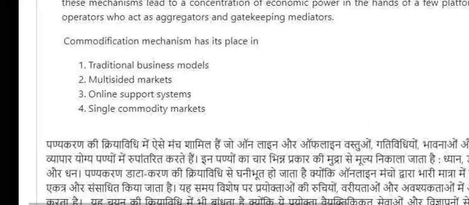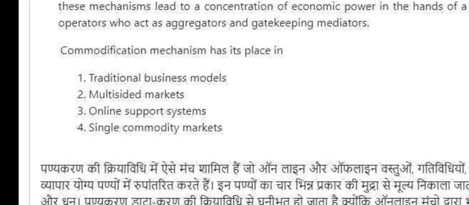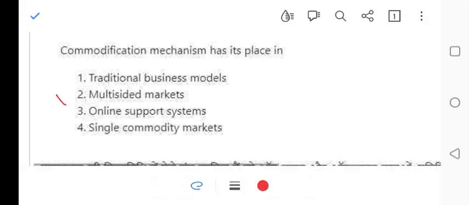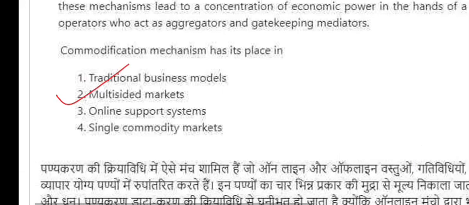Next is saying, commodification mechanisms has its place in what? Traditional business models, multi-sided markets, online support systems, single commodity markets. So it will be multi-sided markets.